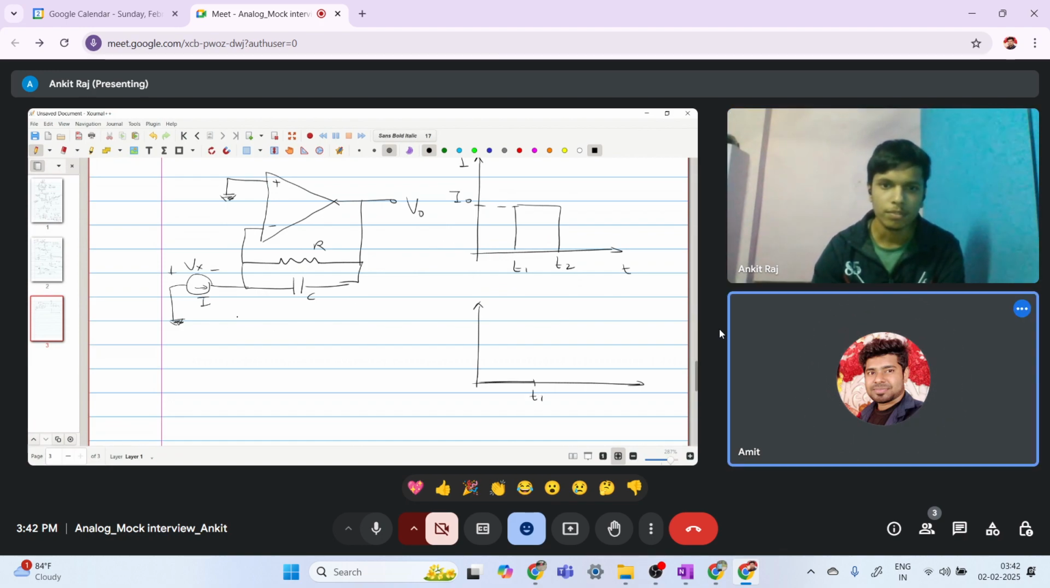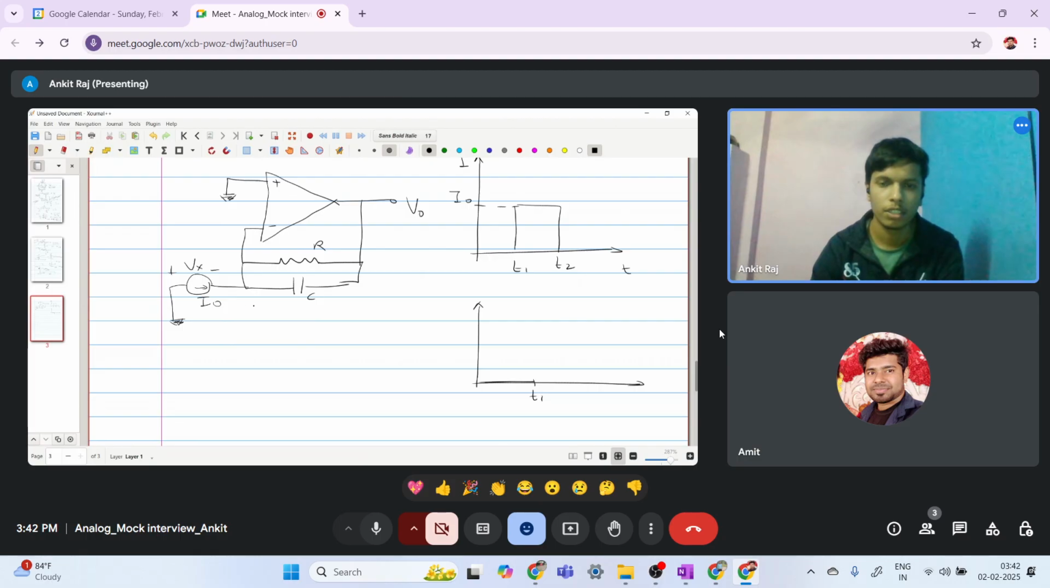Between t1 and t2, there is I naught current flowing into R and C. Initially, the capacitance will be short circuited, so the complete current will be flowing into the capacitor. So this R will show no effect at t1, and after this it will start.